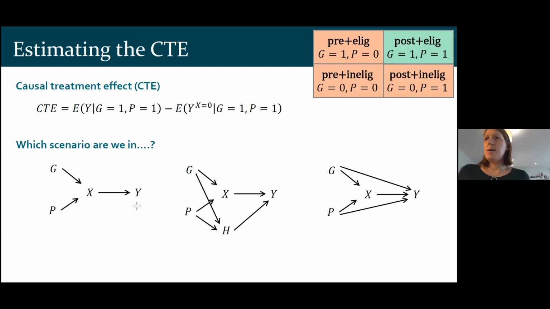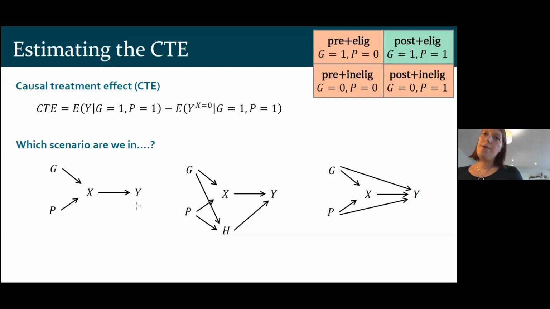So we're saying that genotype and time period are not affecting the outcome apart from through their effect on X, which is probably not a reasonable assumption, because we know that things have been generally improving for the CF population over time. And also there are known to be differences in disease trajectories between people with different genotypes.